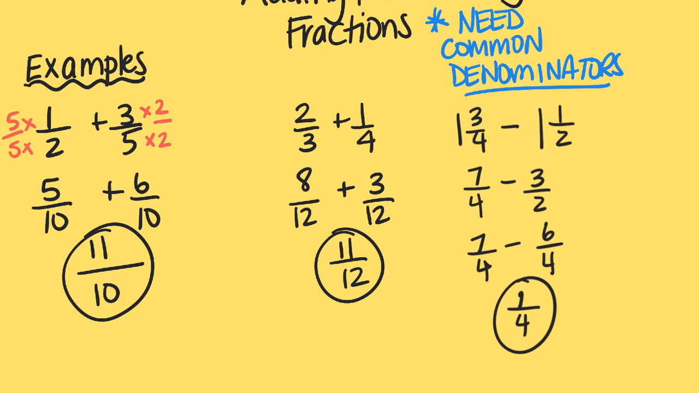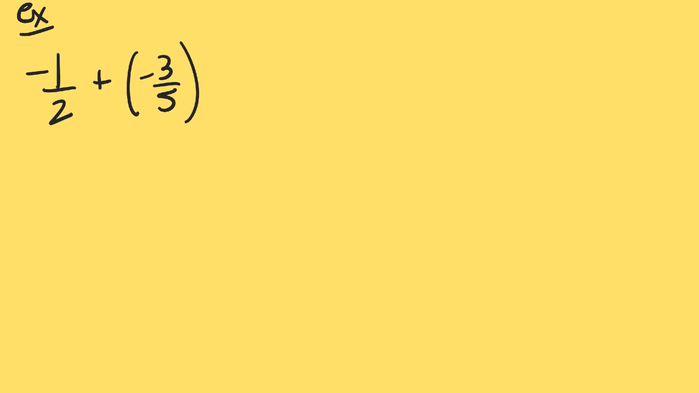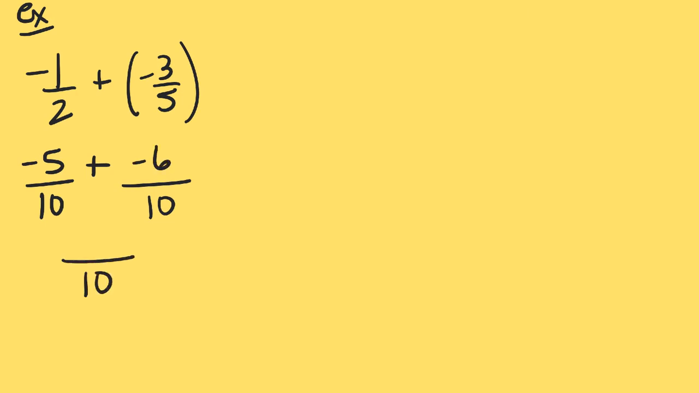Okay, let us now take a peek at putting some negatives in there. So let's try -1/2 plus -3/5. Okay, same. I always want to now keep my negative with my numerator so that it's always the same. So what is my common denominator here? It is 10. So this will become -5/10 plus, if I'm changing that to a 10, I'm timesing by 2, -6/10. So my bottom stays as a 10. -5 plus -6 is -11 over 10.